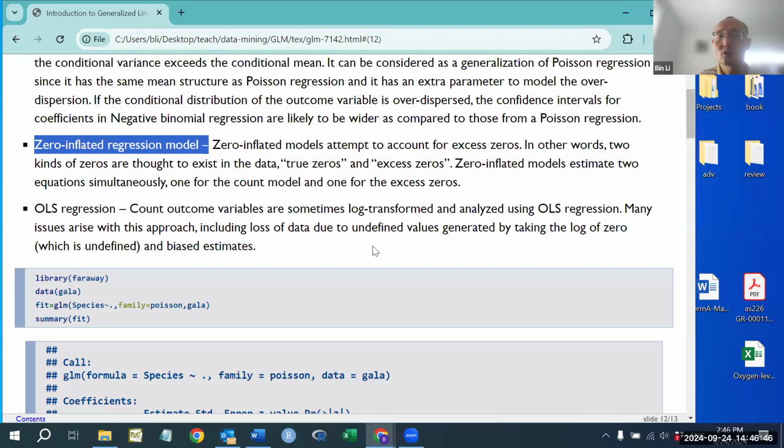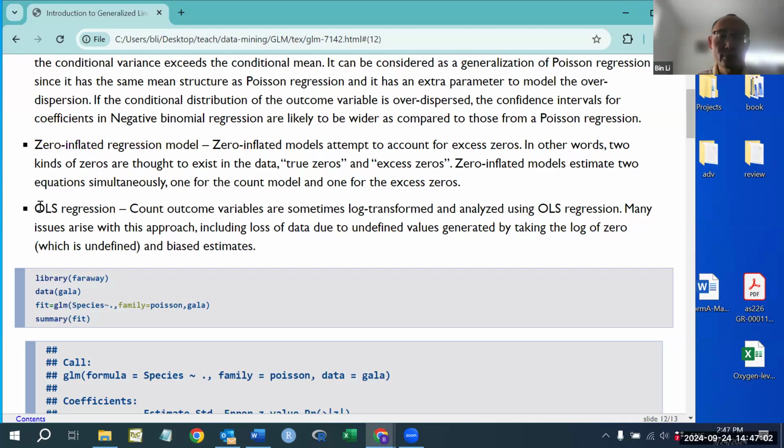Another part is to model the rest of the data points. Just like a two-step model. So that's called zero inflated regression models. And another one is the OLS model.